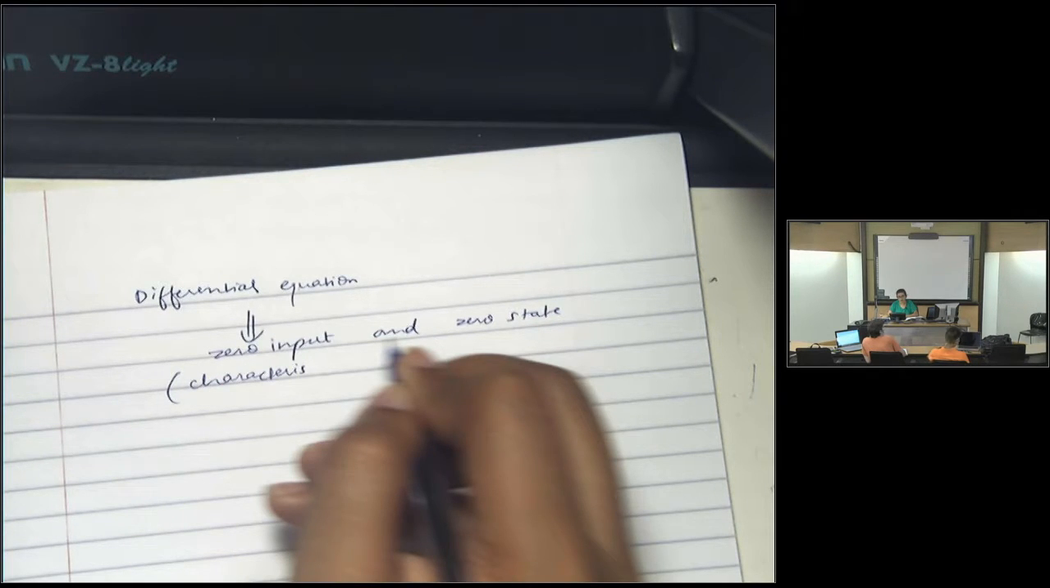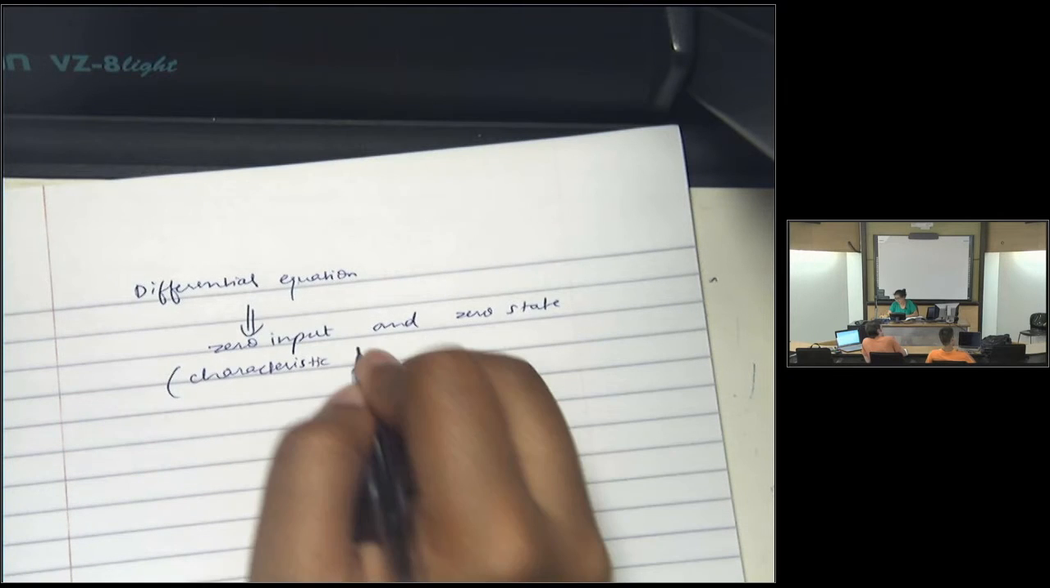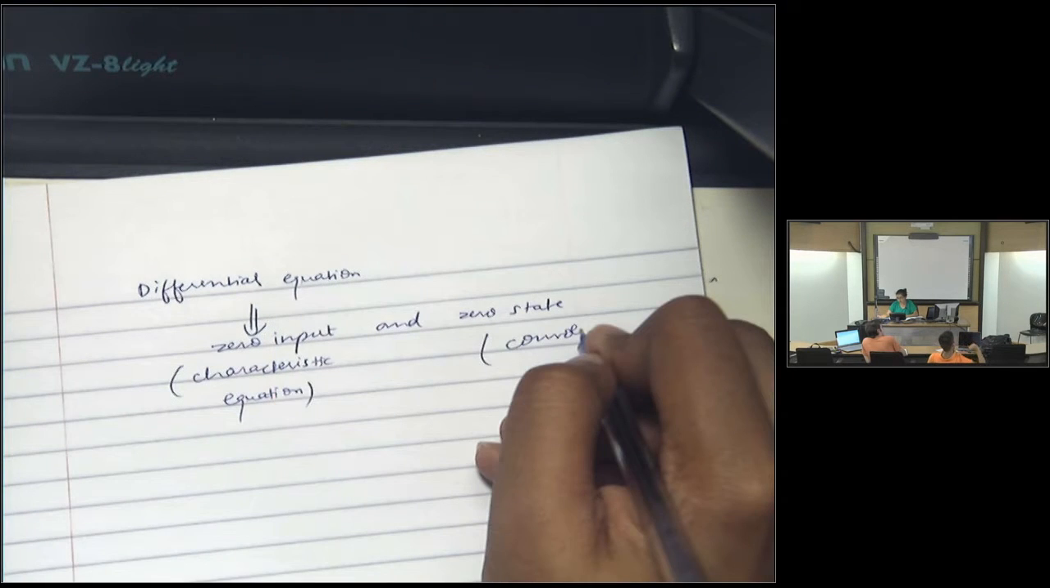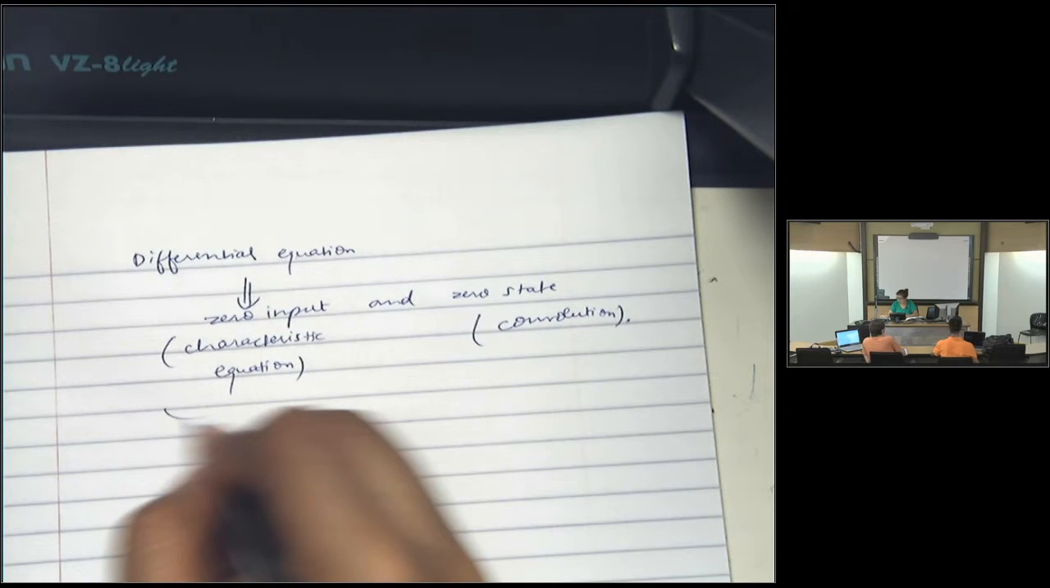Yes, you can get zero state with Laplace, without needing convolution. So zero input we are getting with the characteristic equation, and zero state we were getting with convolution, right? Now we will get this whole thing with the Laplace transform.